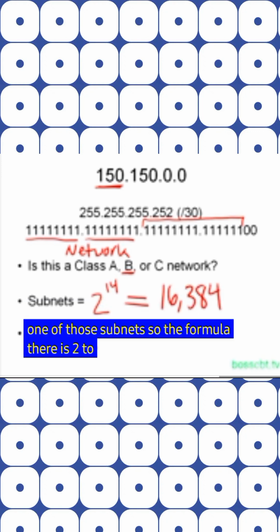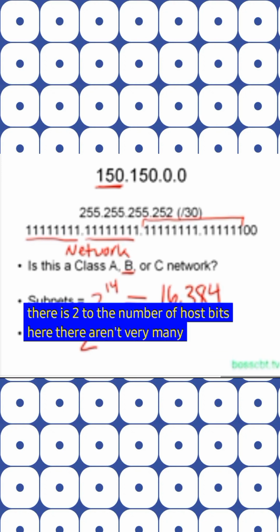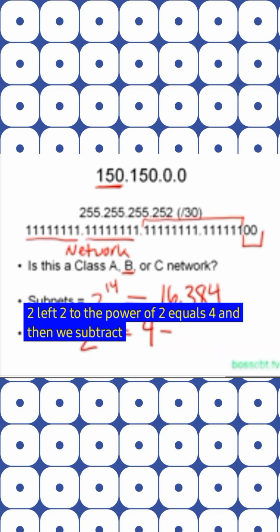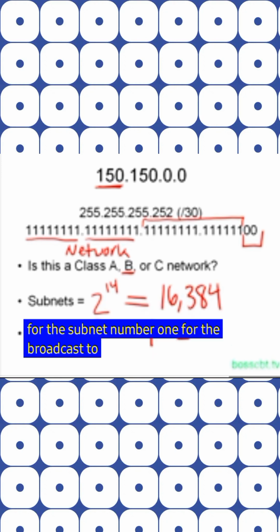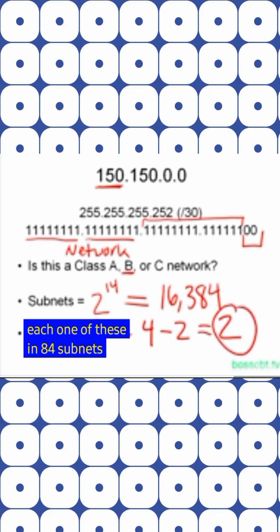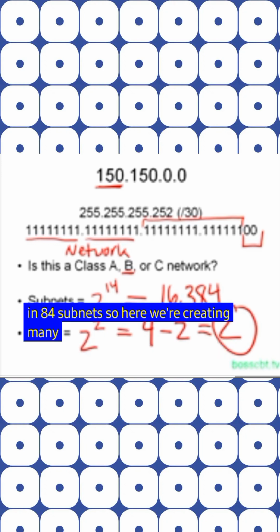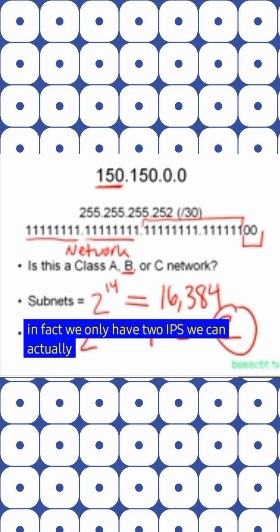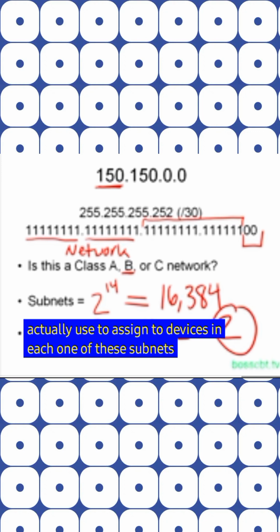So the formula is 2 to the number of host bits. Here we have only 2 left, so 2 to the power of 2 equals 4, and then we subtract 2, 4 minus 2, for the subnet number and the broadcast, to give us 2 valid hosts in each one of these 16,384 subnets. So here we are creating many subnets, but each one is very small. In fact, we only have 2 IPs we can actually use to assign to a device in each one of these subnets.